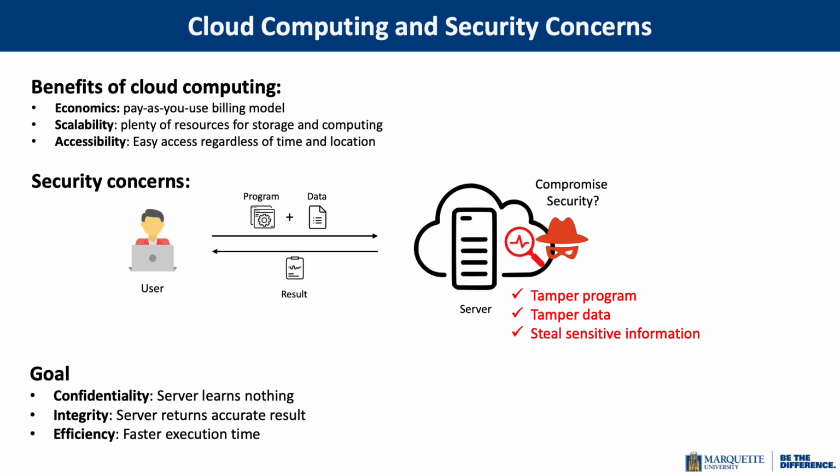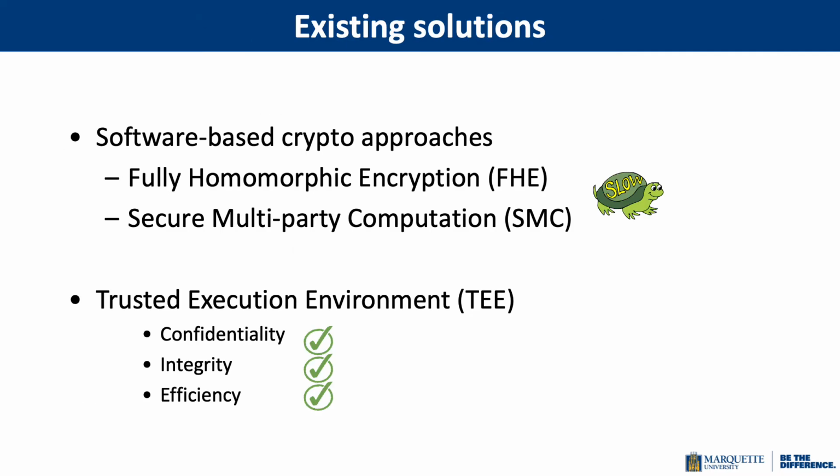So the ultimate goal should be confidentiality, so that the server learns nothing about the program and data; to achieve integrity, so that the server returns accurate results from the cloud; and while achieving confidentiality and integrity, the overhead should be much less, so the efficiency, the runtime, the execution time should be much faster. There are several existing solutions to address the issues.